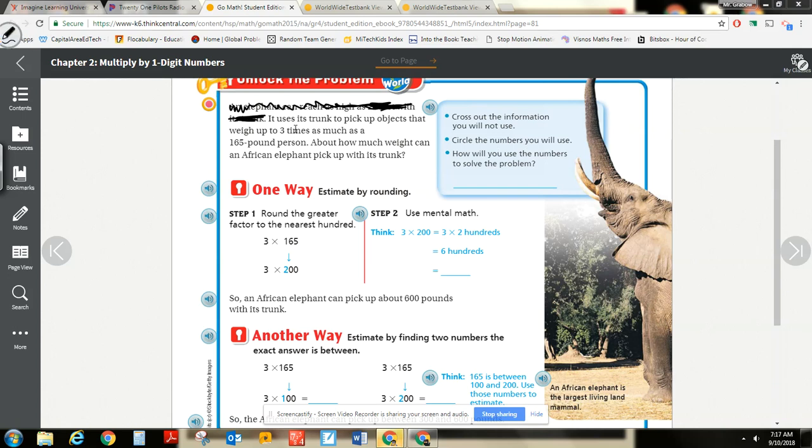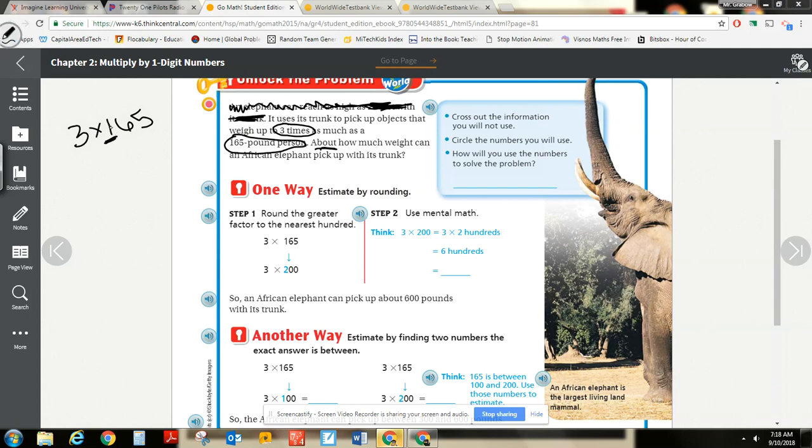We are going to have to use this 3 times and a 165-pound person. And I would say this "about" is really important because we actually don't want the exact answer. Since it's 3 times 165, that's what we're going to do. And right here they round. So it is 3 times 165. We're not finding the exact, we're finding the about, the estimate, and we're going to round.